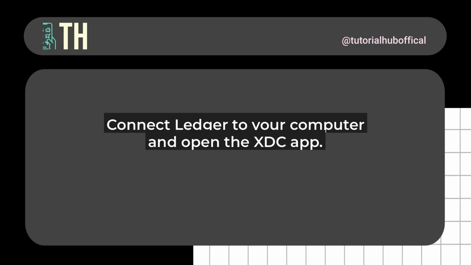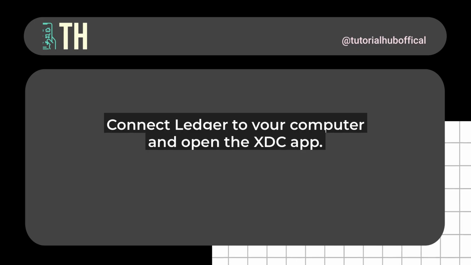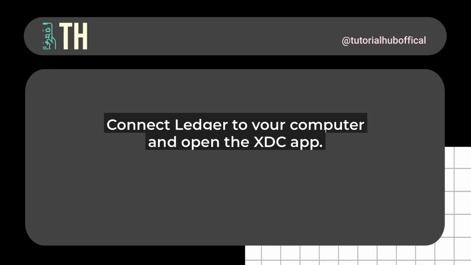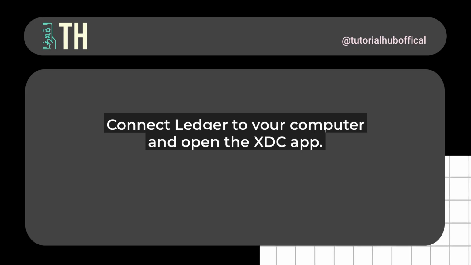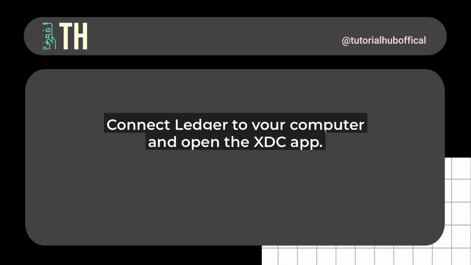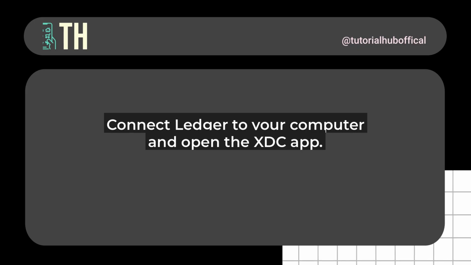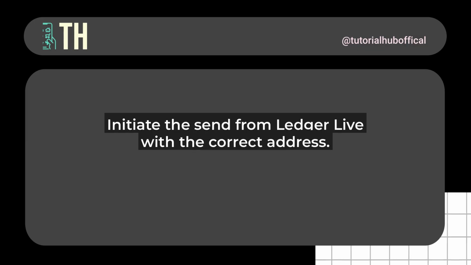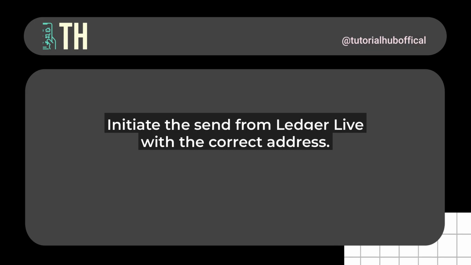Step 1. Open the XDC app on your Ledger Nano X and connect it to your computer via USB. Enter your PIN to unlock it. Step 2. In Ledger Live, go to the Accounts section, select your XDC account, and click on Send. Enter the amount of XDC you want to transfer, then paste the receiving address from your Trust Wallet. You can get this by opening Trust Wallet, going to the XDC network, and copying the address from your wallet.